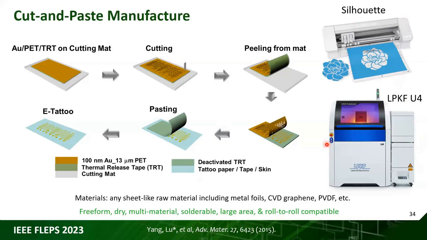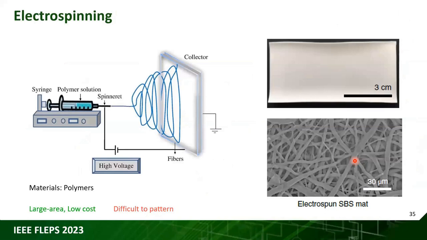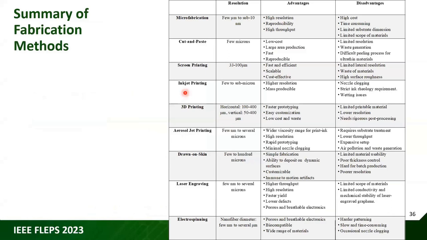Electrospinning, that's another method where you can generate a big porous mat of materials of your choice. But it's not that easy to pattern. And the thickness is also a little difficult to control, but it's very large area and low cost. We want to offer a summary of the fabrication methods in terms of resolution, advantages and disadvantages. We're still preparing our review paper for Chemical Reviews, and it will be in that paper.